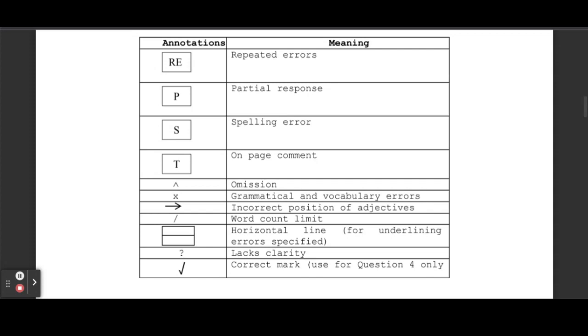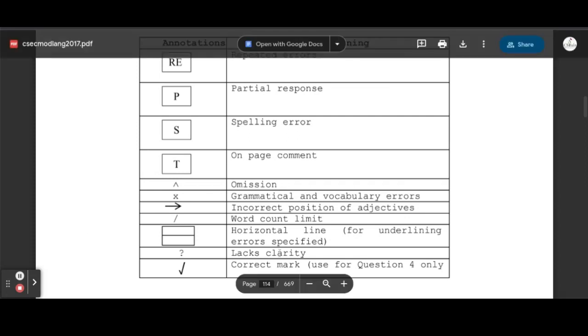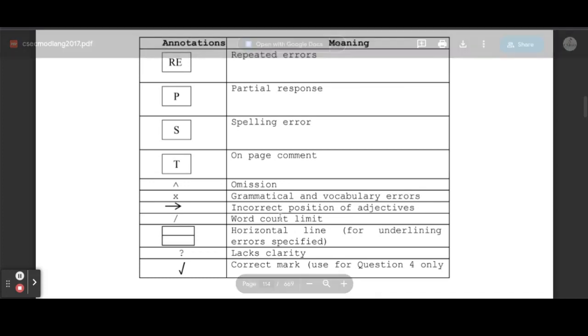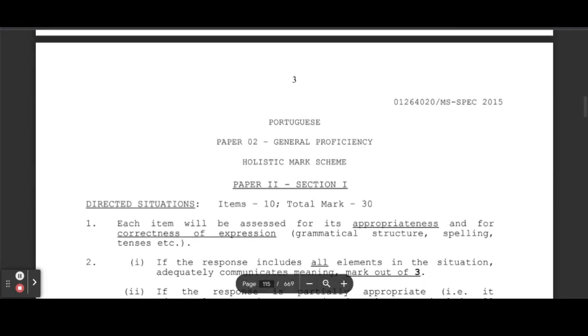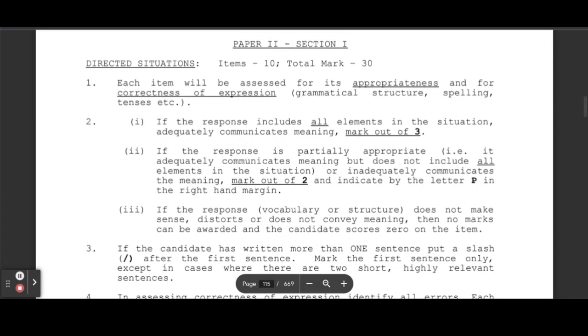My brain does not work with this, but it is very helpful. And these are errors that you would have to look at. Okay, you see the word count limit is here. Please do not ignore the word count there. They're really adamant about it, right?